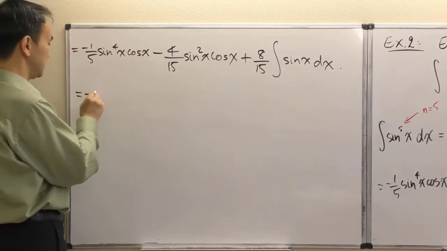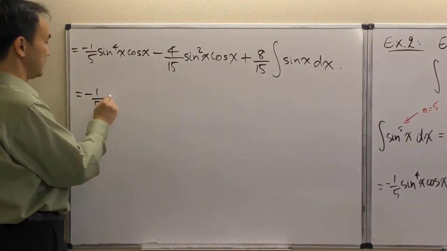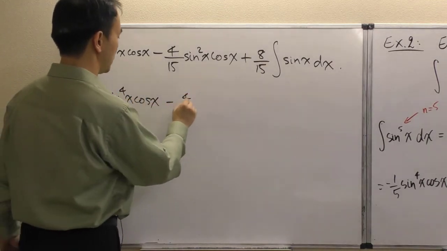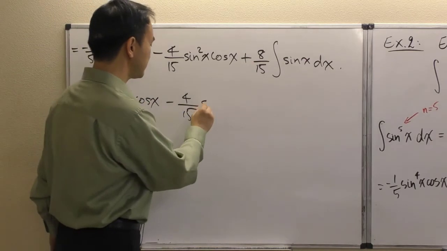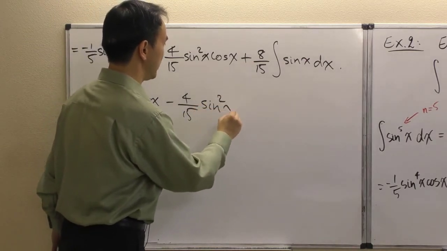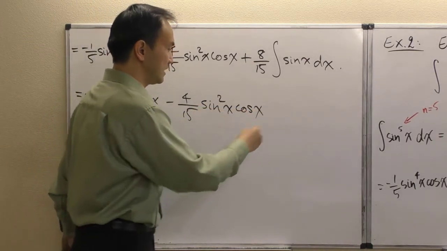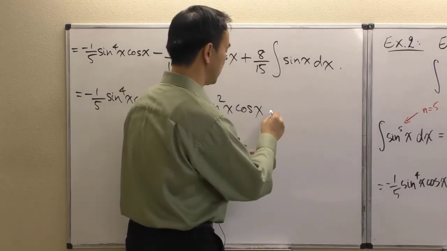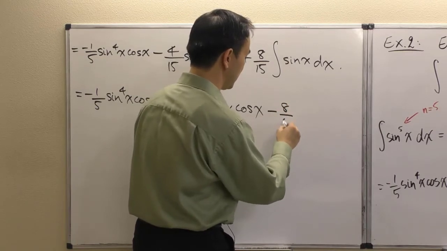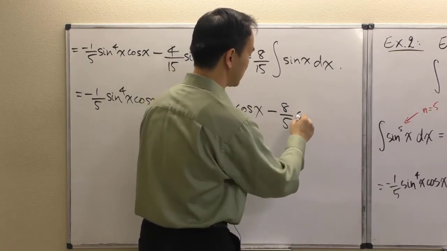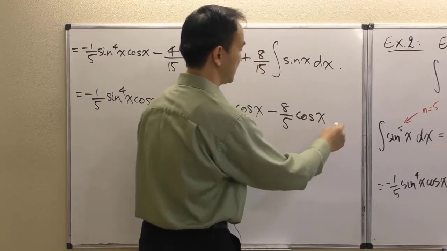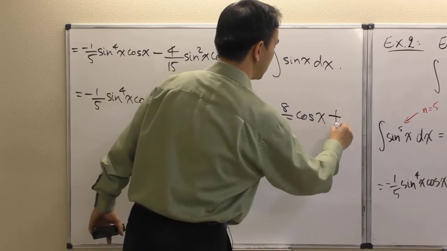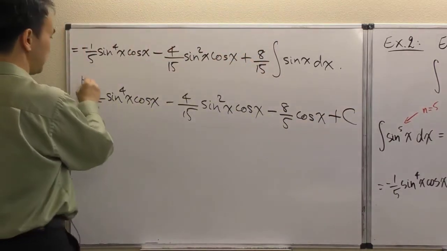So the first term is negative 1/5 sine to the 4th of x cosine of x, minus 4/15 sine squared of x times cosine of x, plus, actually it's not a plus here, it becomes minus 8/15, and the answer for the integral of sine is cosine of x. And now, when we're done taking all antiderivatives, don't forget to add the final C. So that's our final answer.